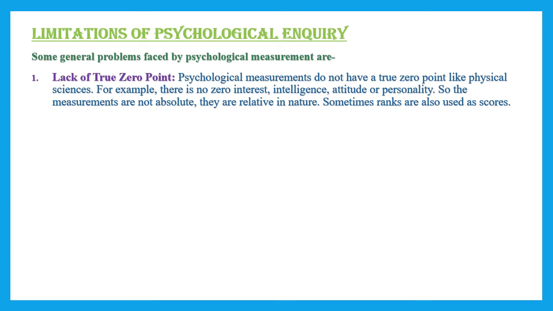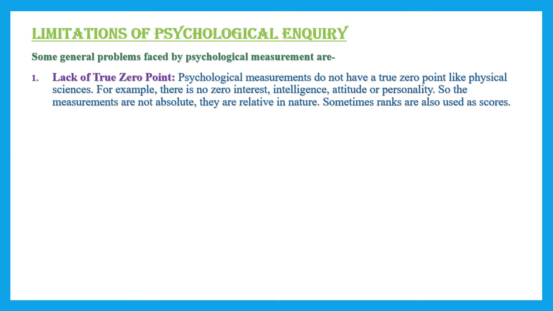Now it is not the same for psychological measurements, because psychological measurements do not have a true zero point. For example, no person in this world has zero intelligence. Yes, so all of us have some degree of intelligence. Now, what psychologists do is that they arbitrarily decide a point as zero point and then proceed further. As a result, whatever scores we get in psychological studies are not absolute in nature. Rather, they have relative value only.